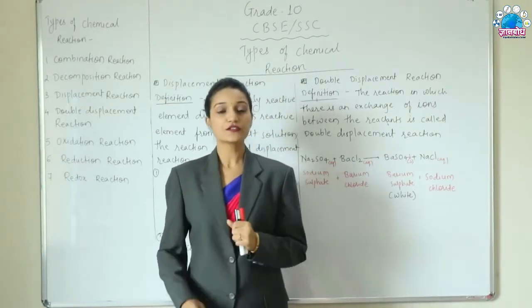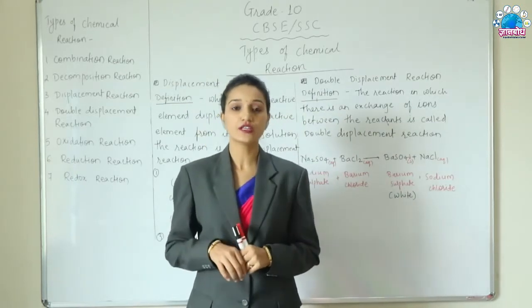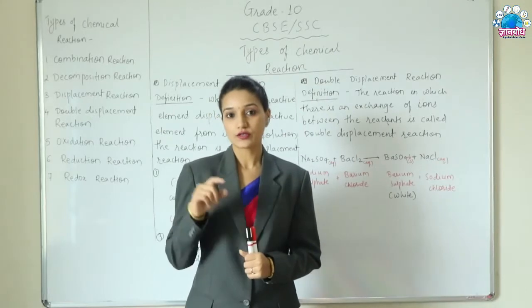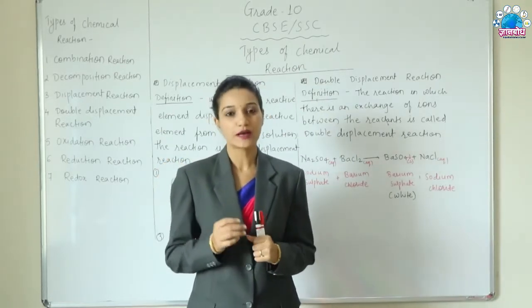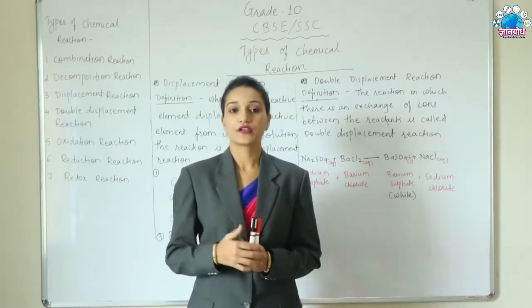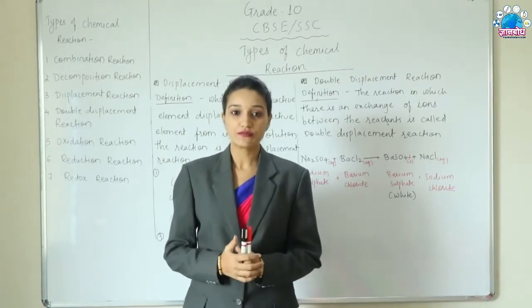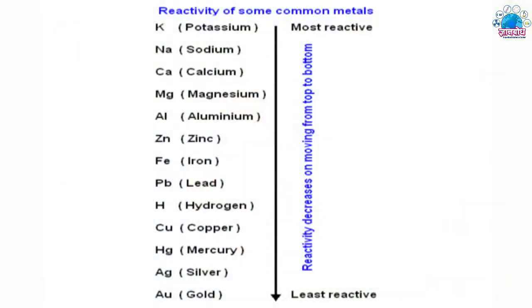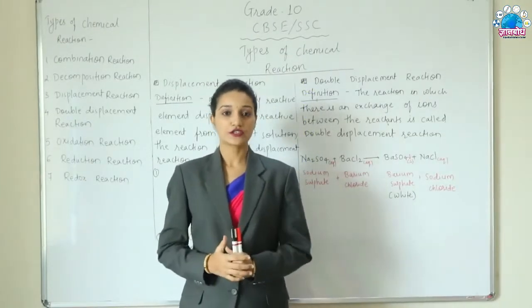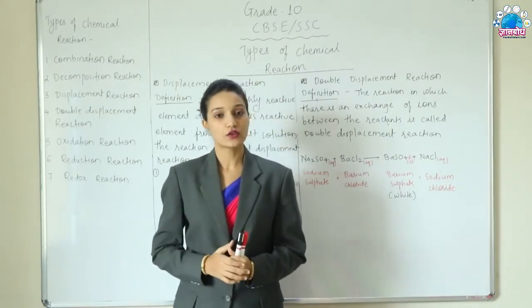There are different salts of metals, and some salts can dissolve in water. Metals can form salts by combining with non-metals. Some examples are sodium chloride, copper sulfate, ferrous sulfate, iron chloride, etc. To understand the reactivity of metals, there is a reactivity series. You will study the reactivity series in a detailed manner in the chapter Metals and Non-metals. To understand displacement reaction, we need to understand the reactivity series of metals.